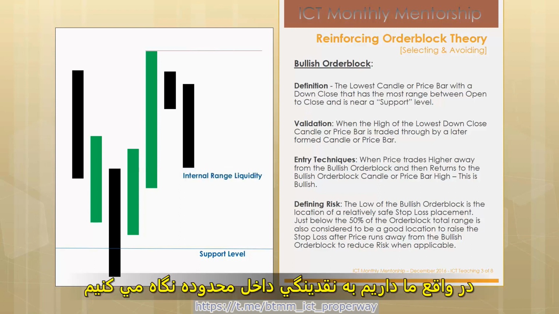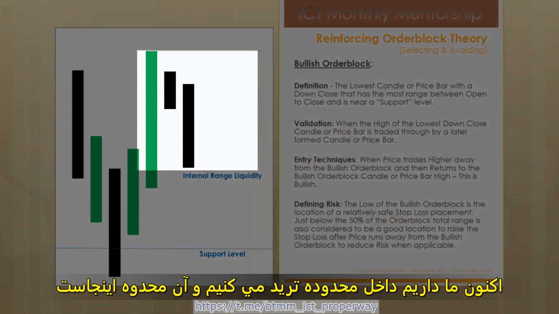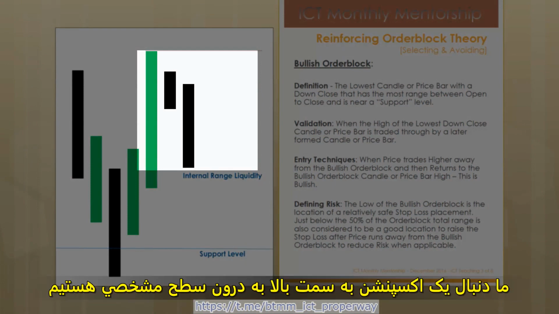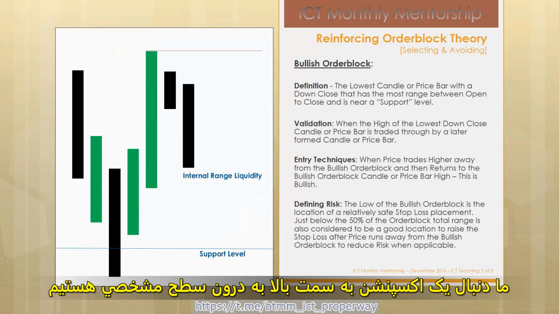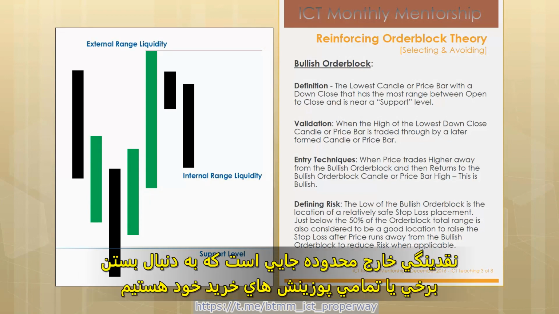What we're actually looking at is internal range liquidity. Now, when we're trading inside the range, and that range is defined here, what we're looking for is an expansion up to a known level. What's up there? Well, that's going to come in the form of external range liquidity. That external range liquidity is where we're going to be looking to offset some or all of our long position.